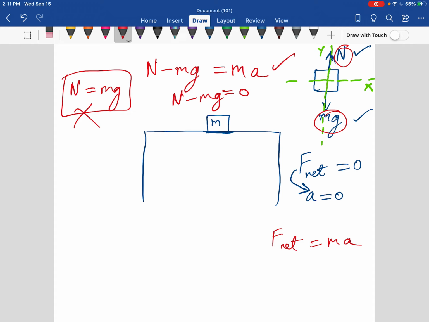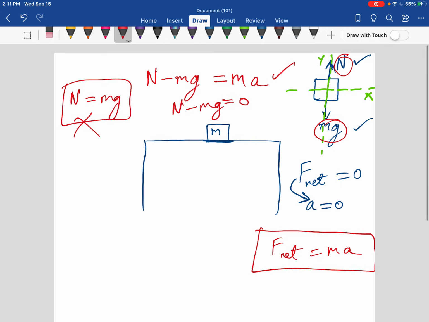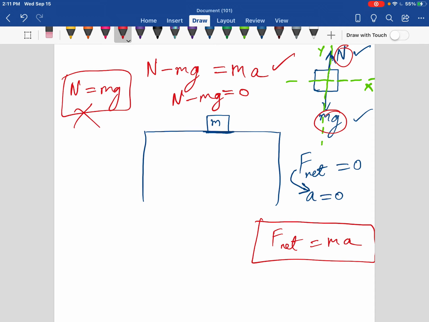Now do not remember this as a formula, guys. I don't want you guys to be remembering these things as formulas. The only true formula over here is net force is equal to mass times acceleration. This is something which we got for this specific example of this object just sitting there. So n is equal to mg for this object when it is sitting right there. It's not doing anything.